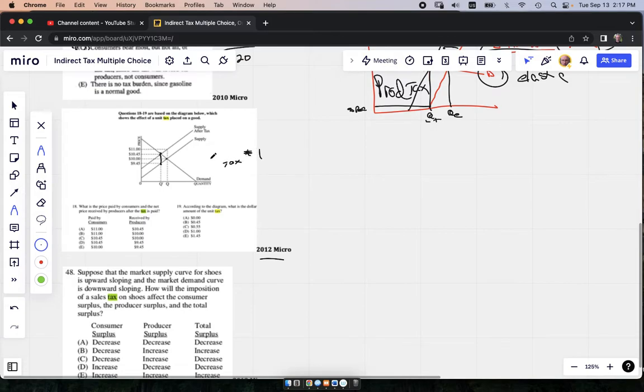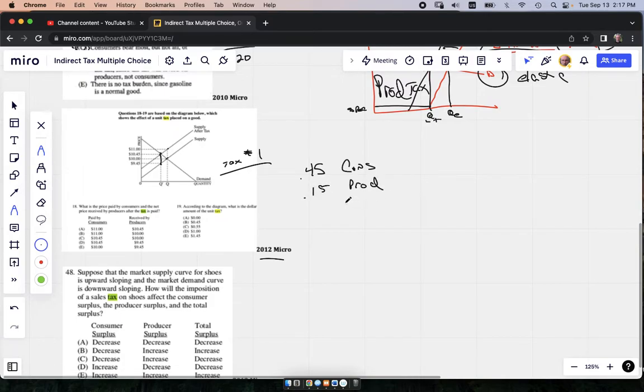I can see that, right? Could have also done it here if I'd wanted to. 11 down to 10. From 11, vertical distance, $1. The tax is $1. The price only went up by 45 cents. So what I know is that the consumer is going to pay 45 cents. The producer's got to pay 55 cents.